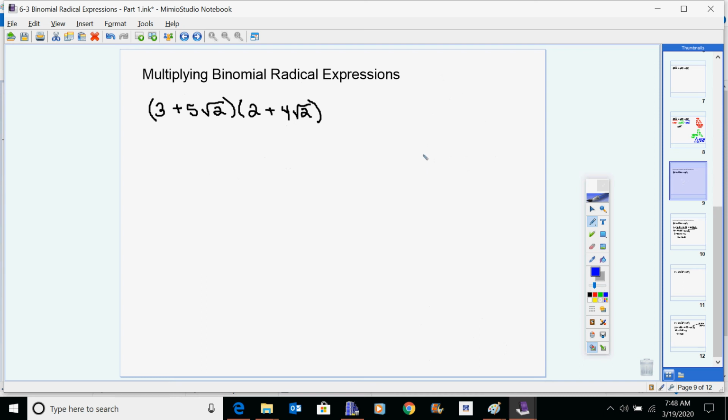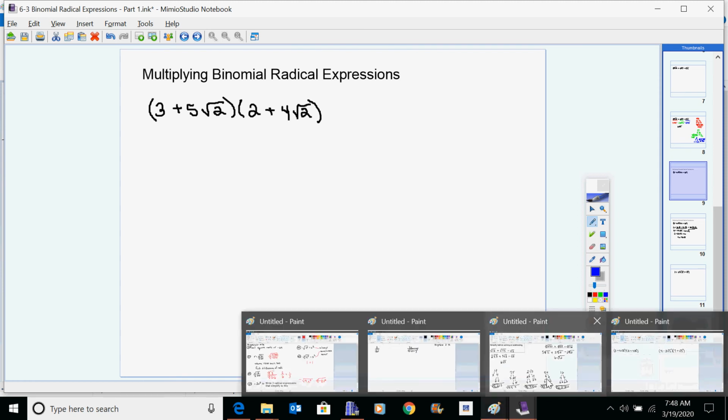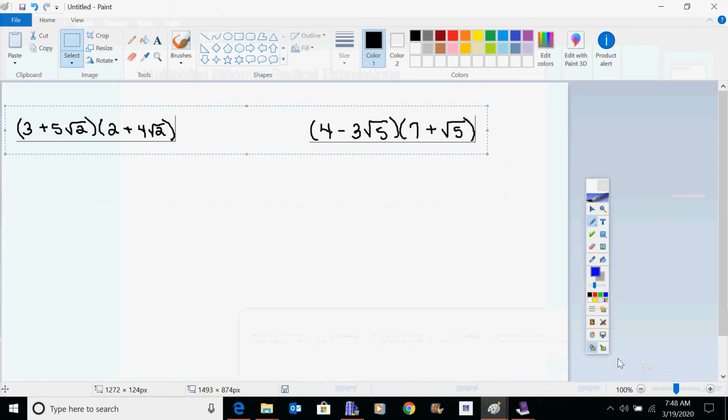Multiplying binomials. This is an interesting thing. This is where we go back to multiplying and distributing and simplifying. So you know how to do the basic thing. All this, you know how to do the basic thing. It's just a matter of putting it all together in a new way. So we're going to take a look at this.